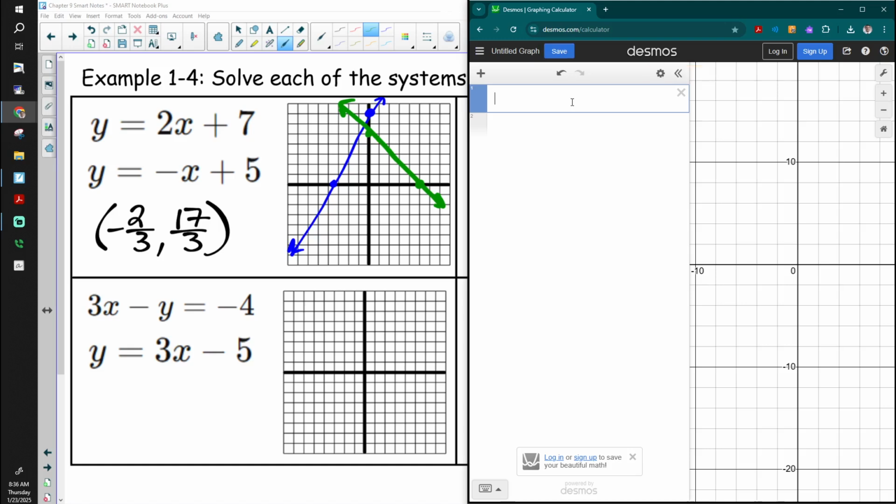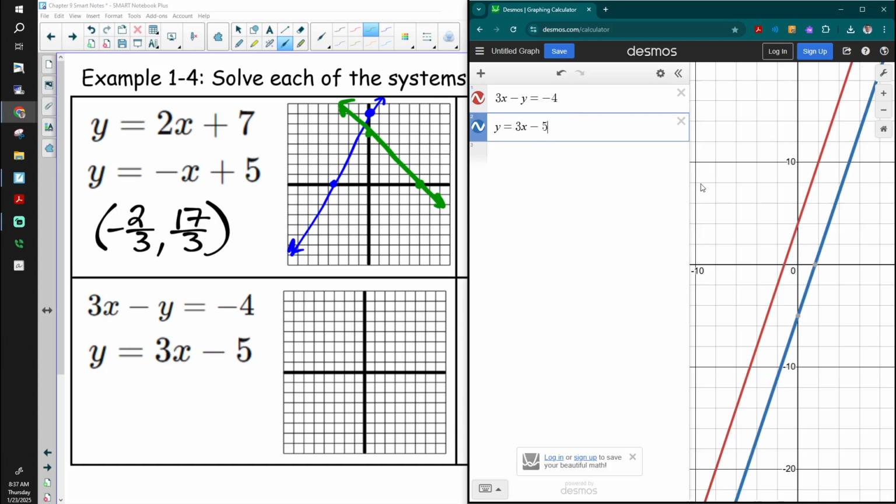Okay, so here's my system. I have two equations in it. I'm going to type both of them in. 3x minus y equals negative 4. And y equals 3x minus 5. I'm going to take a look at my system. Now, right off the bat, what do you notice about our red and our blue line? They're parallel, right?